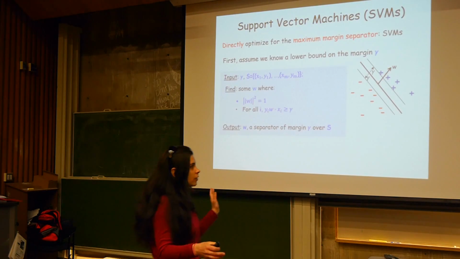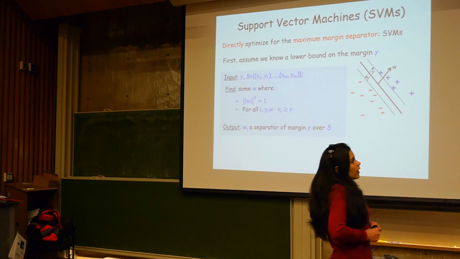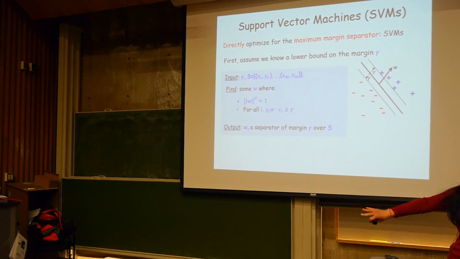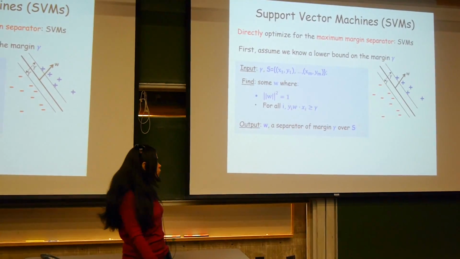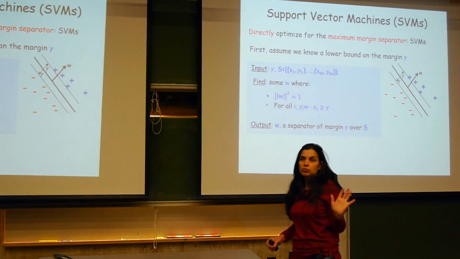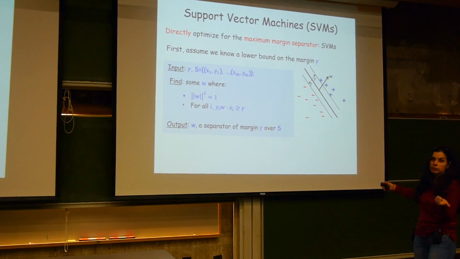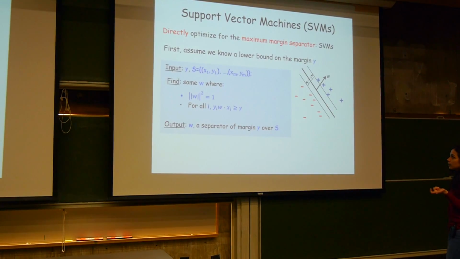Okay, and for simplicity, just to start simple, let's think about the case where the data is truly linearly separable by a large margin. And let's assume that we also even know a lower bound on the margin, just to start simple. Right? Somebody tells me that gamma is a lower bound on my margin. Then what we can do, we can write an optimization problem, like this one here.